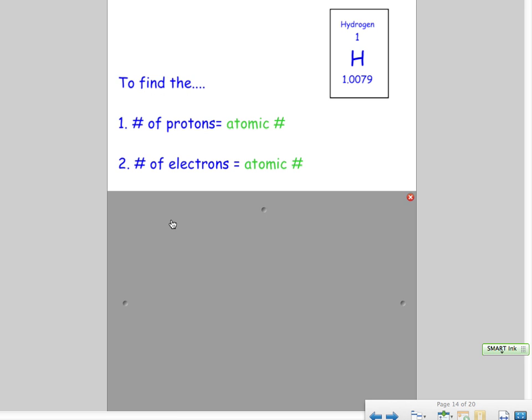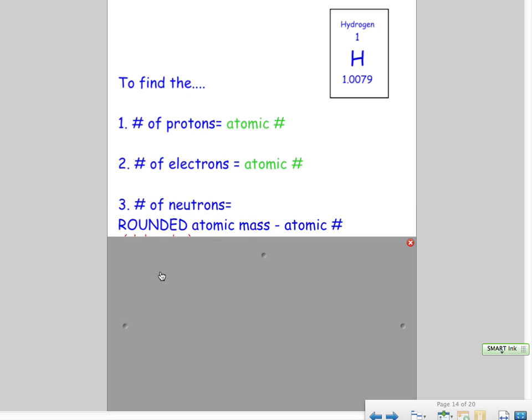Now, neutrons take a little bit more mathematical steps, but it's really simple. To find the number of neutrons, you need to round the atomic mass, which is here, to the nearest whole number. So 1.0079 is 1.